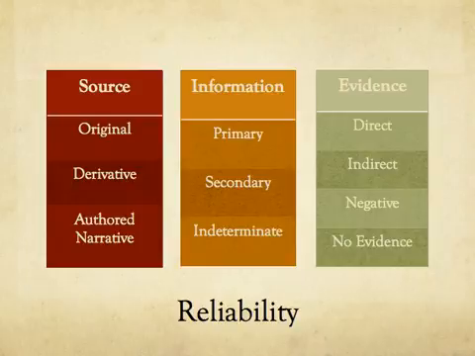There are 4 separate things that you need to consider with each new document that you will evaluate: the source, information, evidence, and reliability. We are going to go into detail about all of these in this presentation and explain how they all work together. It is important that you keep these terms with the appropriate classification. Sources are original, derivative, or authored narratives. Information is classified as primary, secondary, or indeterminate. Evidence is direct, indirect, negative, or no evidence. There will always be 3 classifications for each document that you evaluate.